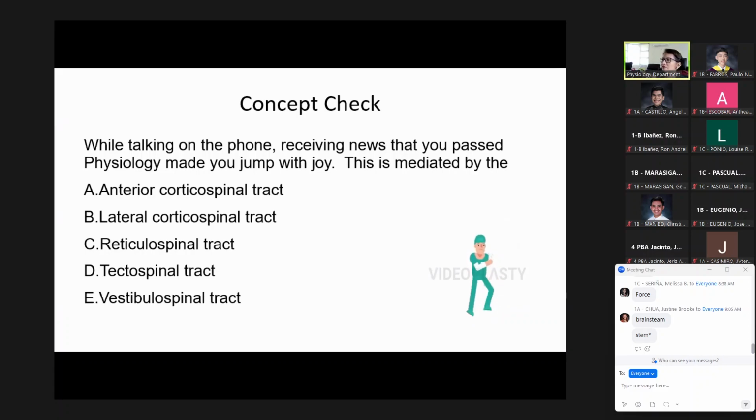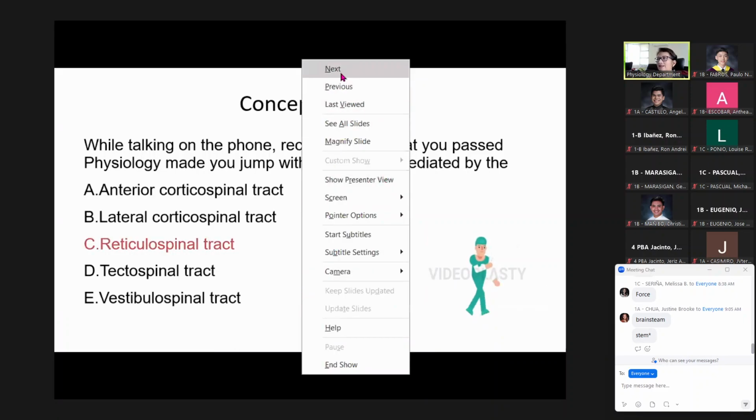Okay, so when you receive this good news that you passed physiology, it made you jump with joy. Here, many did not answer correctly. Most of you answered tectospinal tract. Tectospinal tract has something to do with coordination of your head and eye movement. Tecto comes from the tectum, from the superior colliculus. The superior colliculus has something to do with vision, so this has something to do with the eyes. So the answer here is your reticulospinal tract.